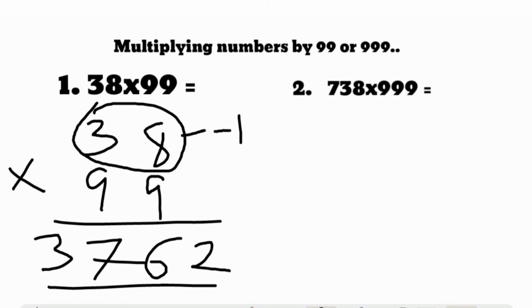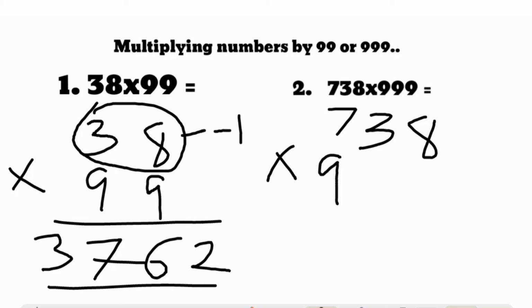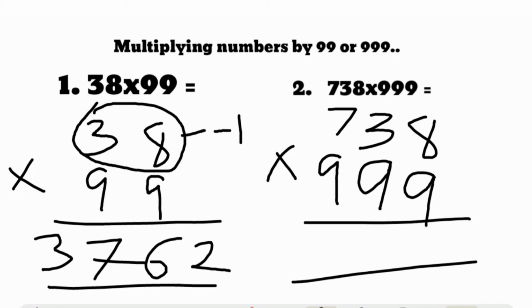So let's try the second question. The second question states that we should multiply 738 by 9,999. So let's see how to multiply this number. Remember the trick we did, that the number at the top, you minus 1. So you're going to be 738.